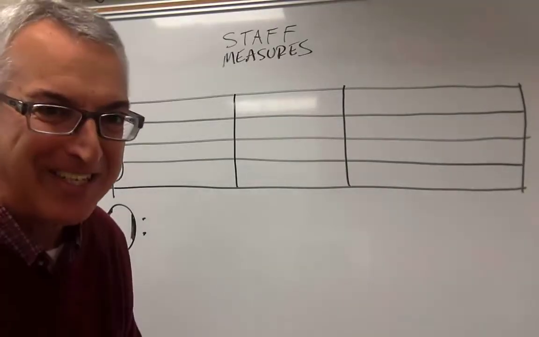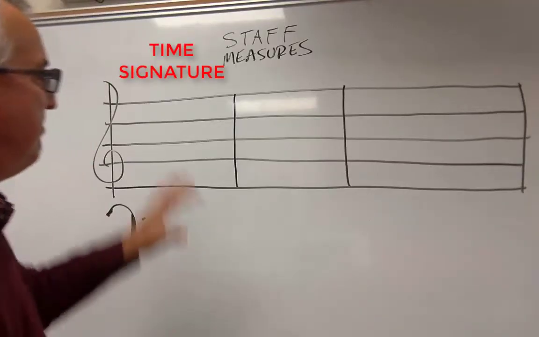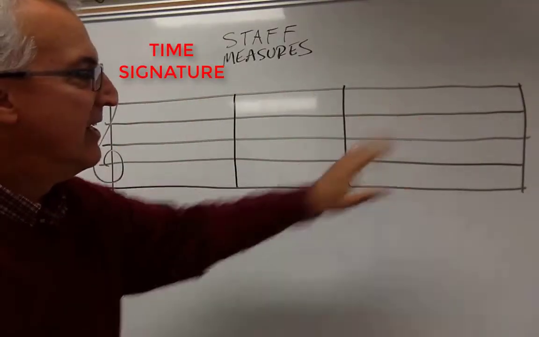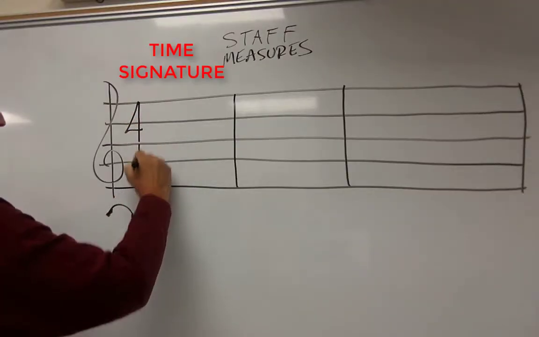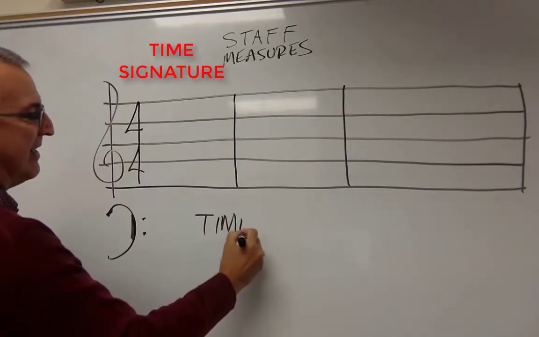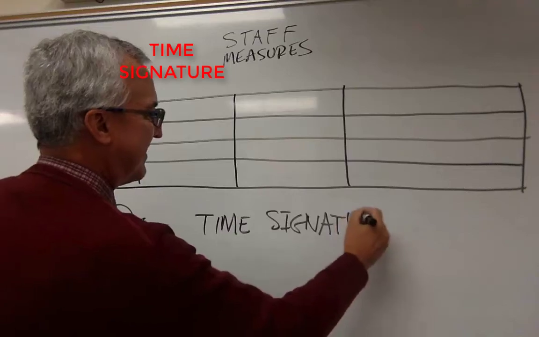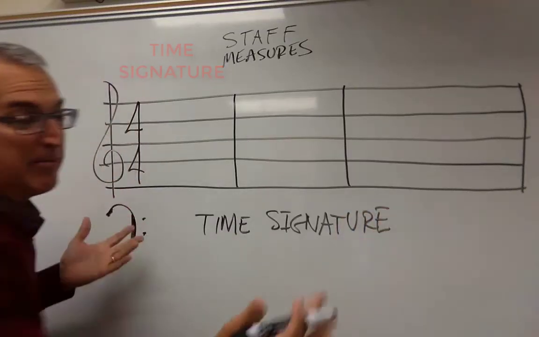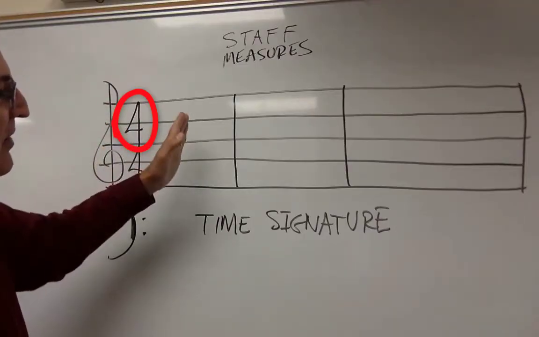And then right after the clef, what you're going to see are some numbers. They're very important numbers. It's called a time signature. Those numbers tell you how many beats will be in a measure. For instance, in the first songs we play this year, we're going to see a 4 over a 4. The top number is the one that I really want you to remember.